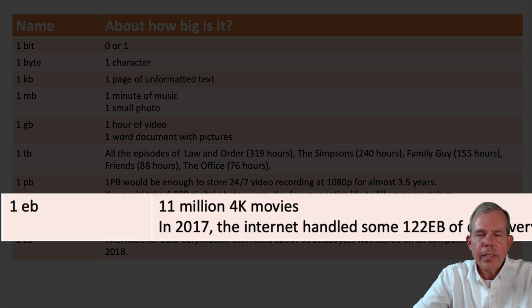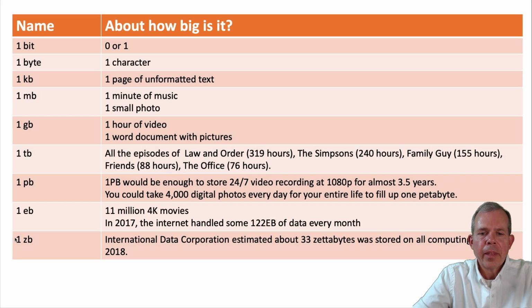An exabyte is about 11 million movies if they were in high resolution. The entire internet would handle hundreds of exabytes of data per day. And then finally at the very top is a zettabyte. So a zettabyte is a lot, obviously.